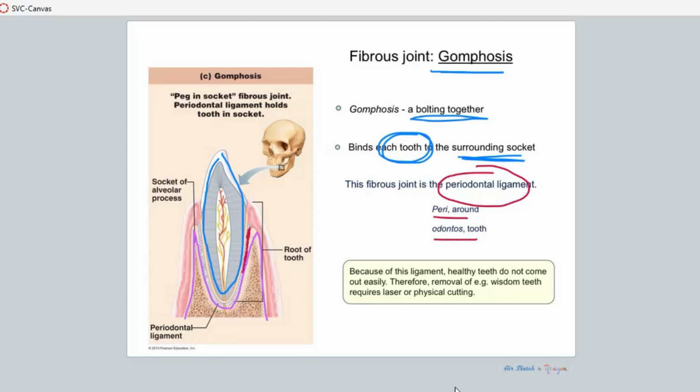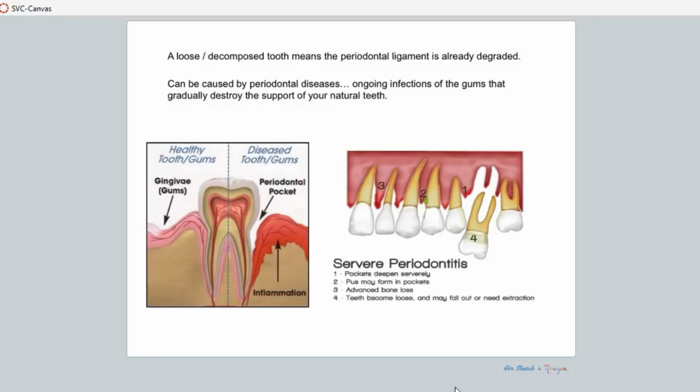Peri means around, odontus means tooth. And this is not meant to move, as you guys know. Okay, it's really tough, it's really strong, and it's not meant to move. So if you need to take a tooth out, let's say your wisdom teeth, you need to get in there and get those with laser or with cutting or something, because they don't come out normally. Tooth disease, tooth decay. In periodontal diseases, what happens here is that those periodontal ligaments become compromised. Okay, and they lose their integrity, and that allows the tooth to fall out.